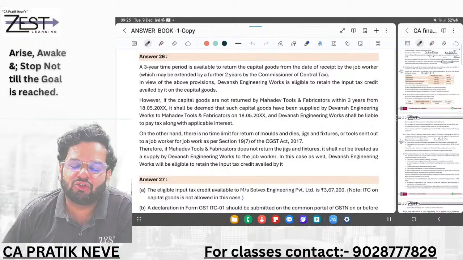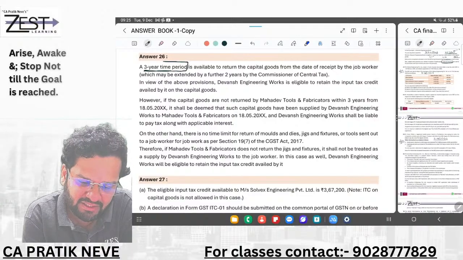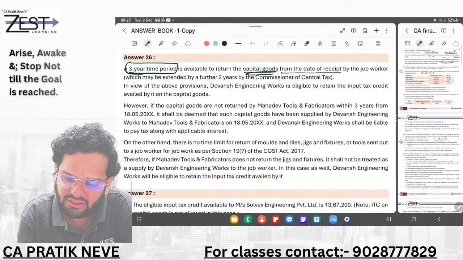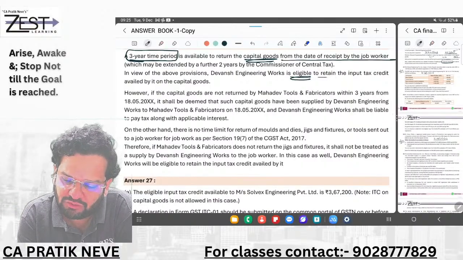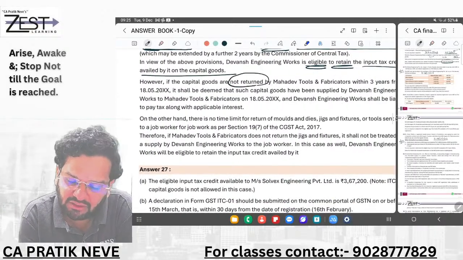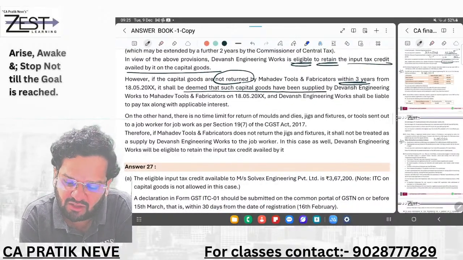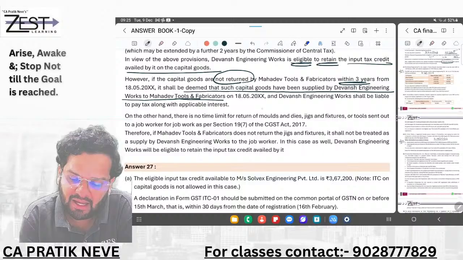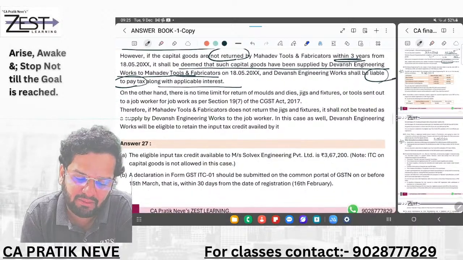It's not necessary that they should be received by the principal back. A 3 year time period is available to return the capital goods from the date of receipt by the job worker. In view of the above provision, Devan's Engineering is eligible to retain the ITC availed by it on the capital goods. If capital goods are not returned within 3 years, then it shall be deemed that such capital goods have been supplied by Devan's Engineering Works to Mahadev Tools and Fabricators. And Devan's Engineering Works at that time would be liable to pay tax along with applicable interest.